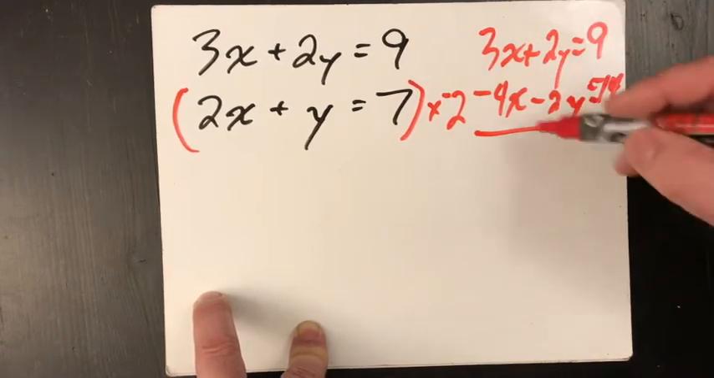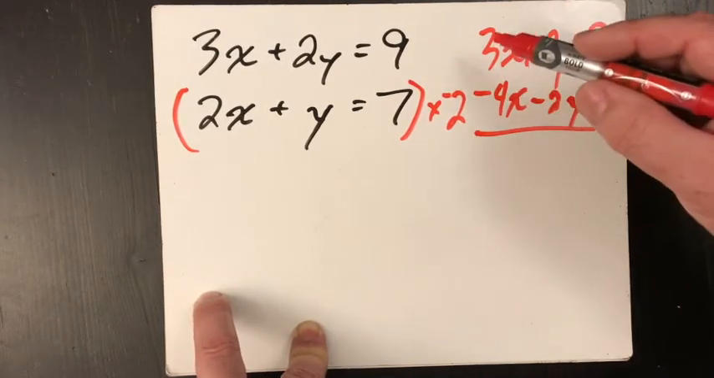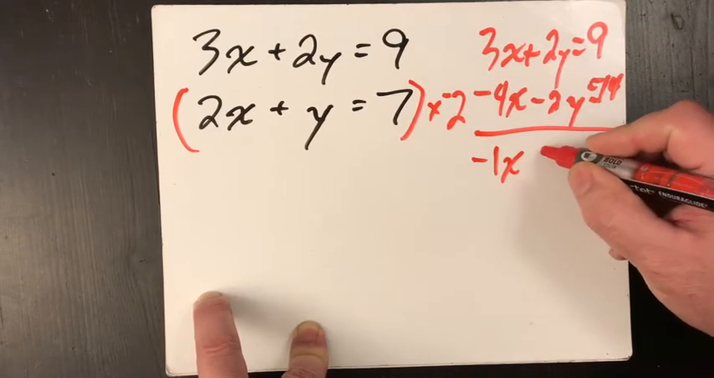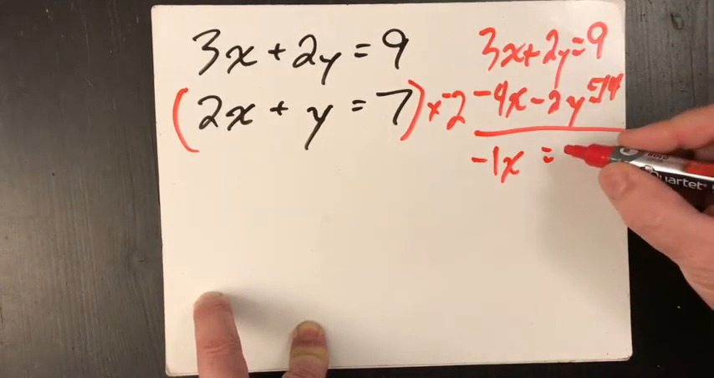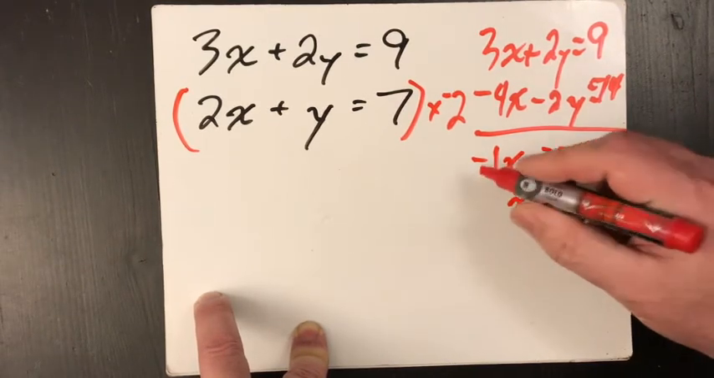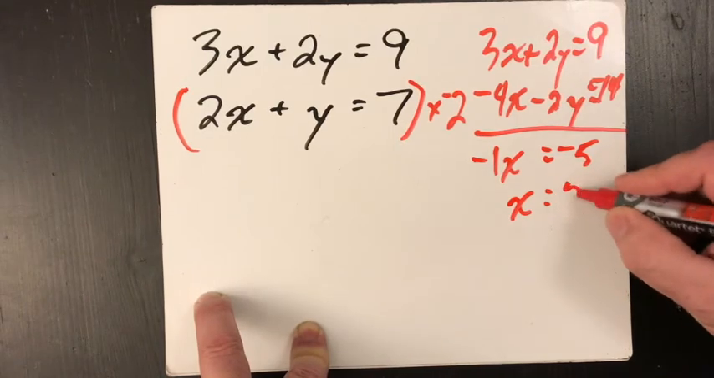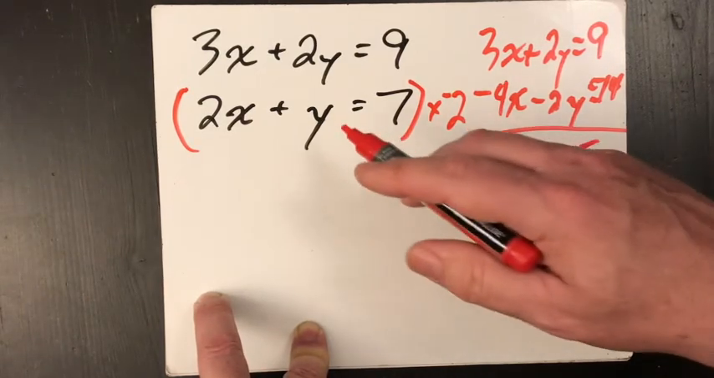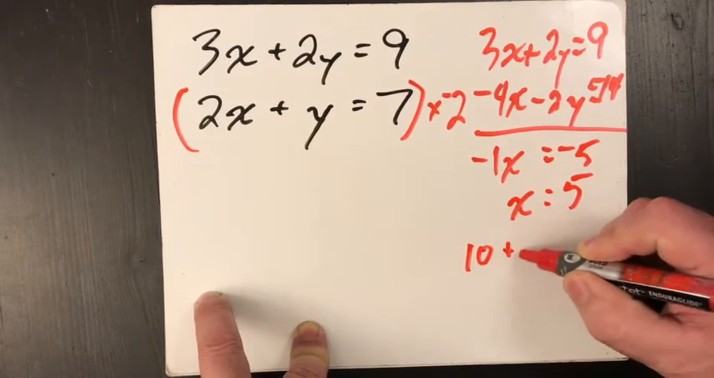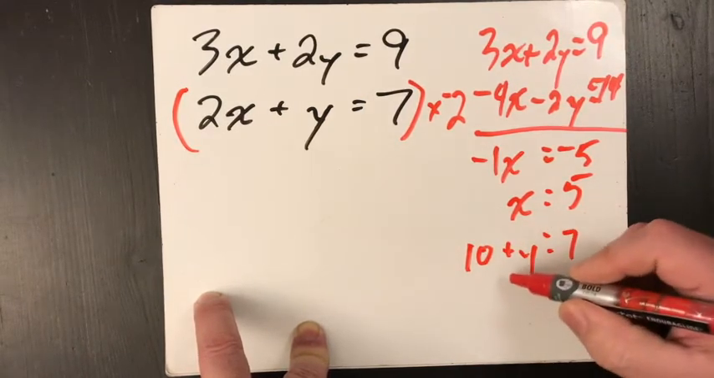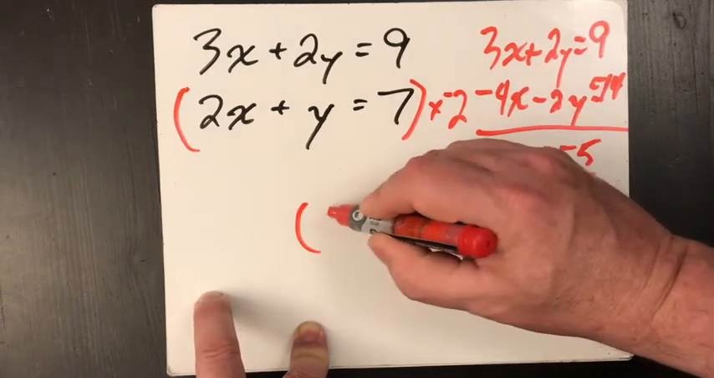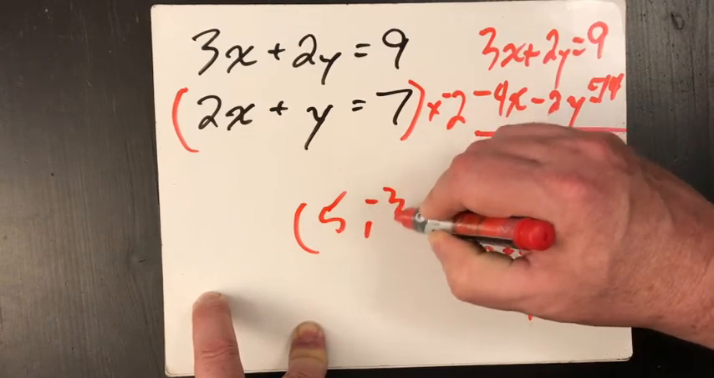Now, as you can see, the y's go away. The 3 and the negative 4 give us negative 1x. The 9 and the negative 14 give me negative 5. Which, if we divide by negative 1, we figure out that x is 5. And this time I'm going to use that equation. 2 times x is 10, plus y is 7. So y is negative 3. So I believe the solution is 5, negative 3.